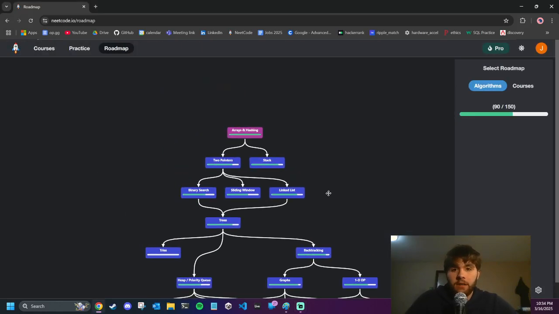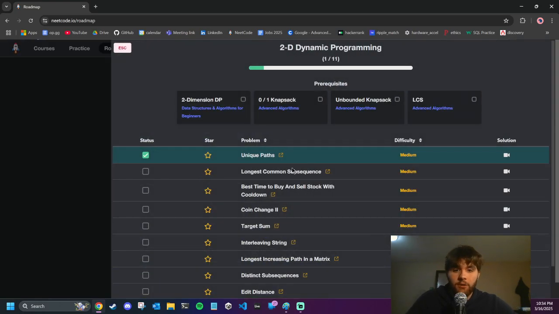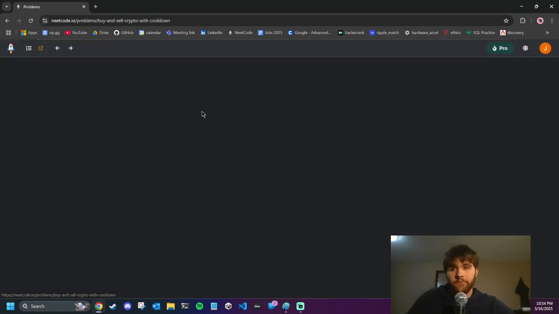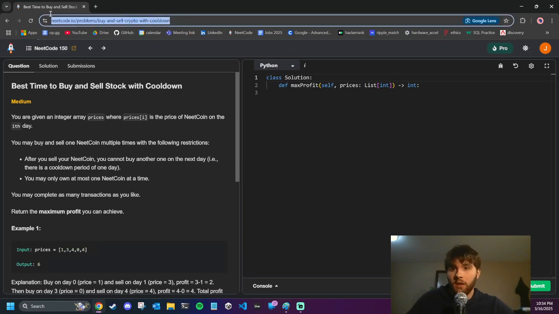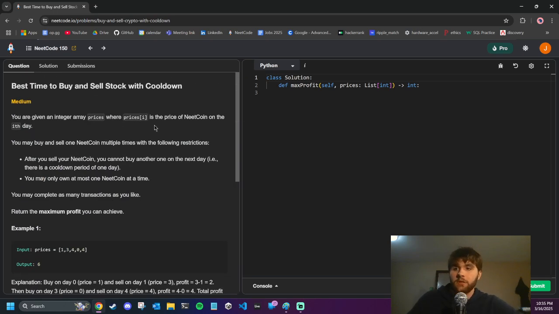Today is day 60. So I'm just going to keep going with this NeetCode roadmap here, and today we're going to look at a 2D dynamic programming question. I guess I kind of know the approach to longest common subsequence already, so I'm just going to go to this one, which I've never seen before. Okay. So it's called best time to buy and sell stock with cooldown.